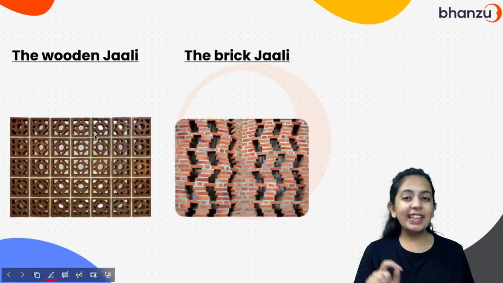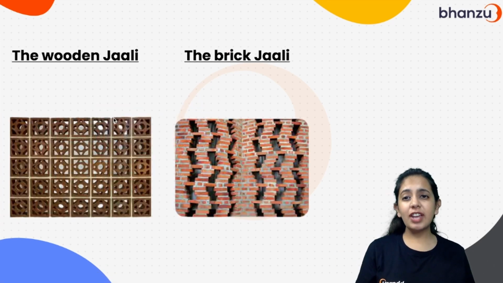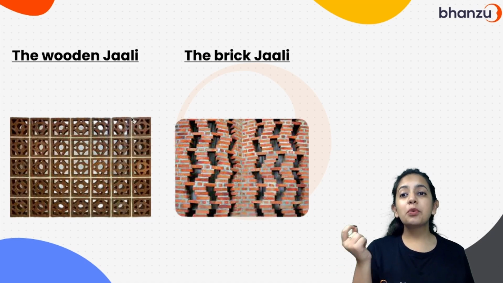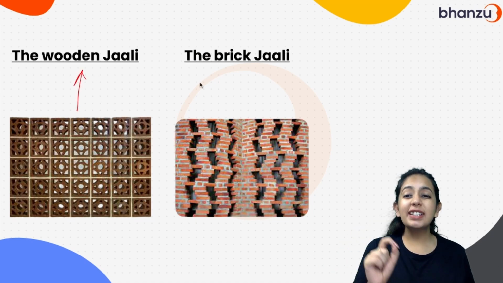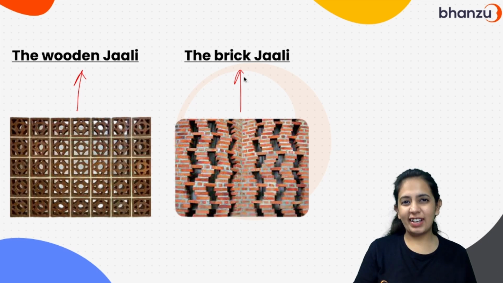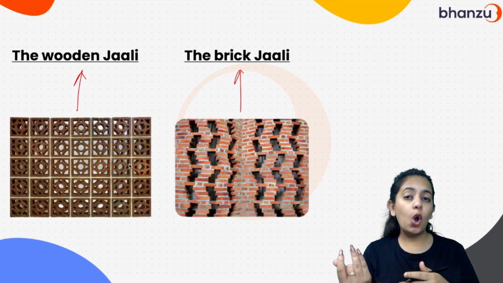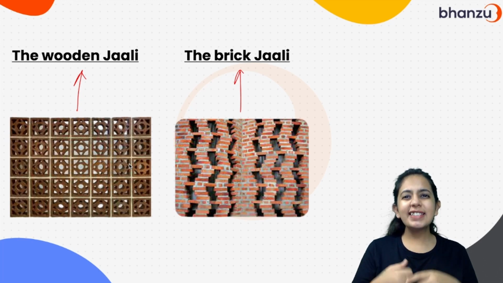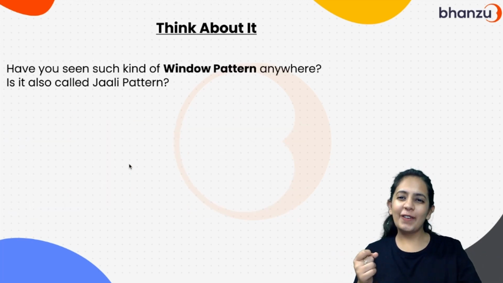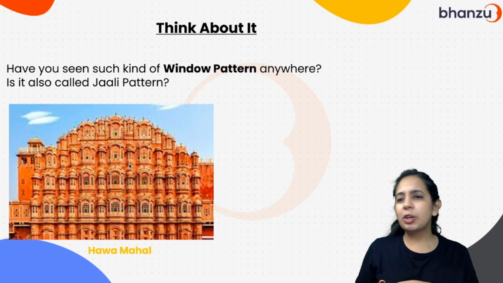Actually, nowadays we can see such types of jali patterns made using wood. So this, my dear, is a wooden jali, whereas this one is a brick jali. You must have seen this sort of architecture in some big restaurants or hotels, and nowadays in homes as well. Okay, now have you seen such kind of window pattern anywhere?